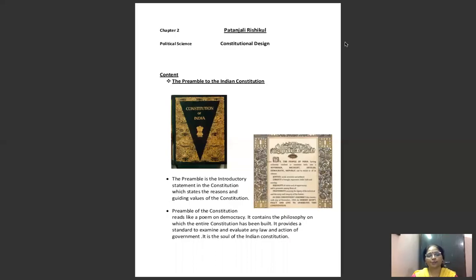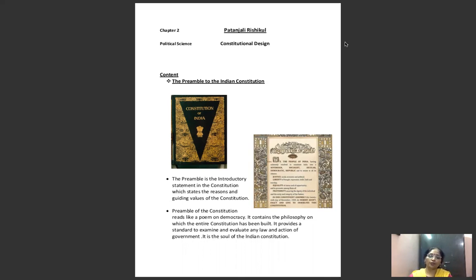Hello students, in this video we are going to discuss the preamble to the Indian Constitution. Now let us see what the preamble is. The preamble is the introductory statement in the Constitution which states the reasons and guiding values of the Constitution.